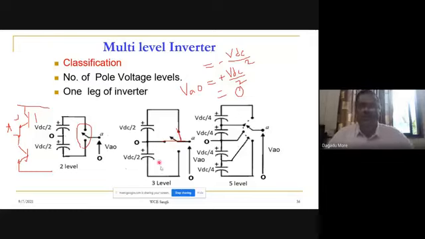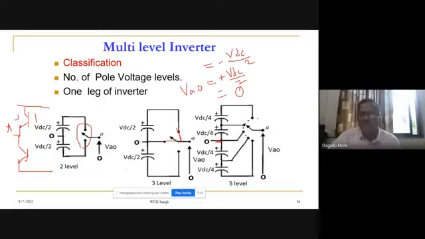So why are we calling it 3 level? Because we are getting VAO, A with respect to O, with 3 distinct values: plus VDC by 2, 0 and minus VDC by 2. Similarly, here we have shown a 5 level. This center point O is connected here, so each capacitor is VDC by 4. So what levels do we get here with respect to this point O?